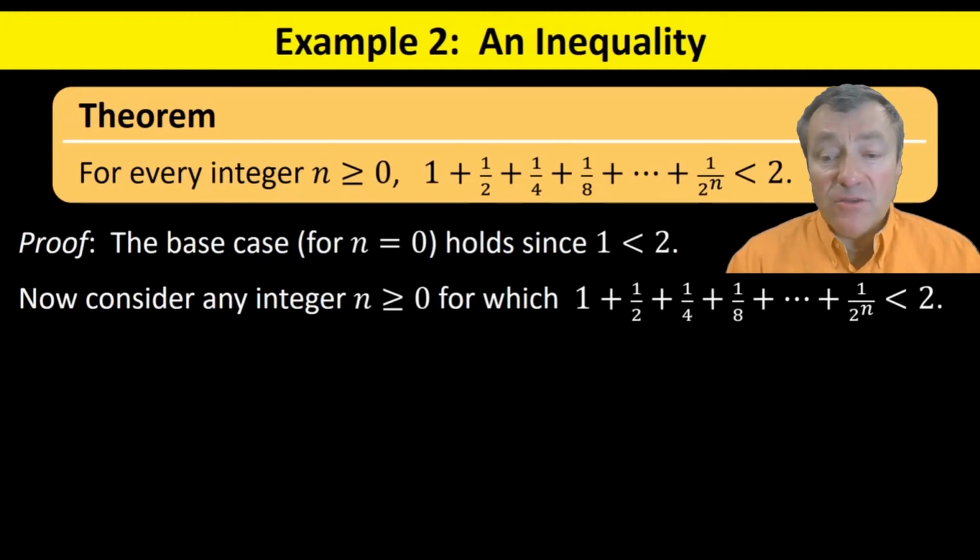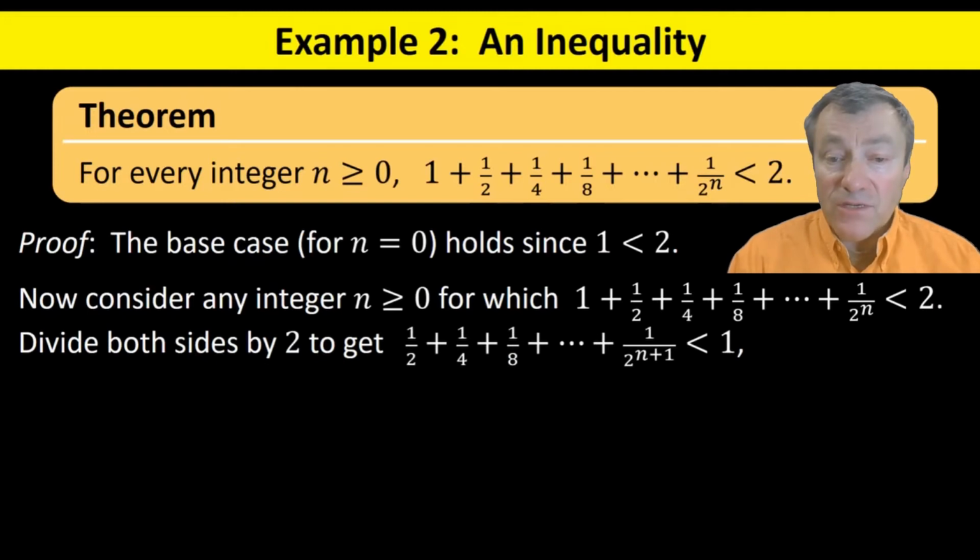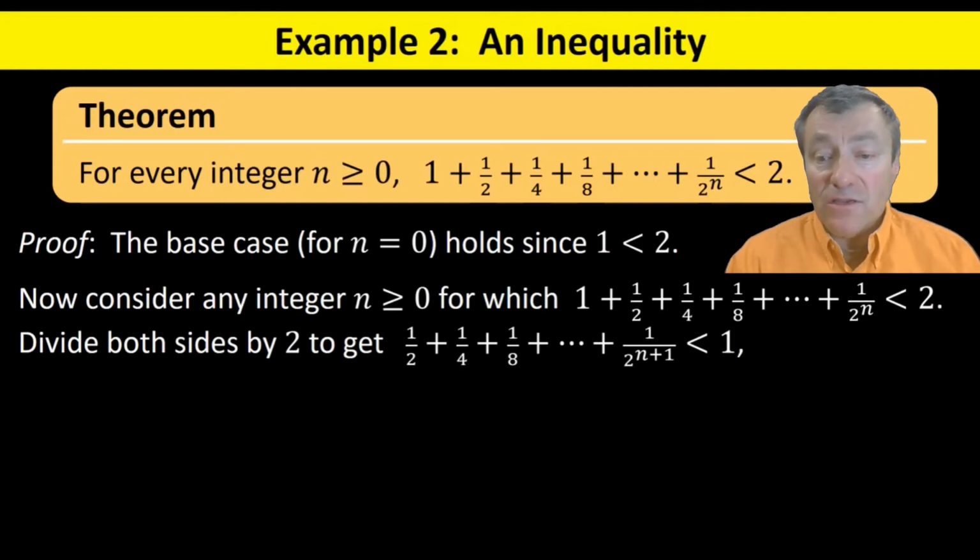For someone with just a tiny bit of experience with induction, the temptation would possibly be to just try to add one more term to both sides, which would be the next missing term, 1 over 2 to the n plus 1. But right away, you'll see that that cannot possibly lead us where we want to go. It wouldn't give a strong enough inequality.